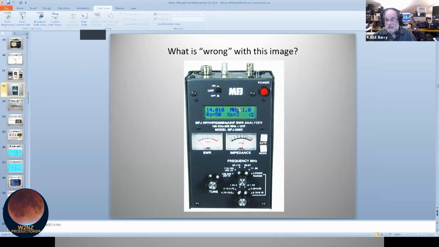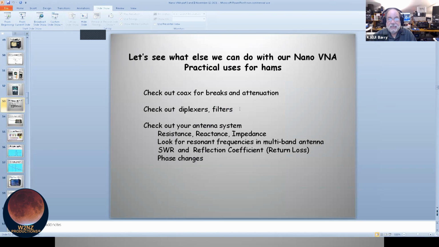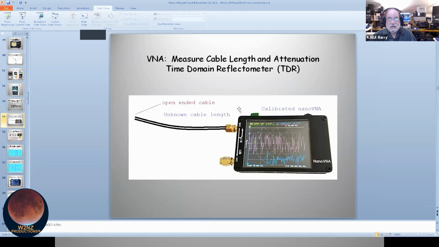So MFJ, you faked it. So let's check out some other things with Nano VNAs. Measure cable length. I can measure all kinds of things about coax. Here's the output, right? Channel 0.